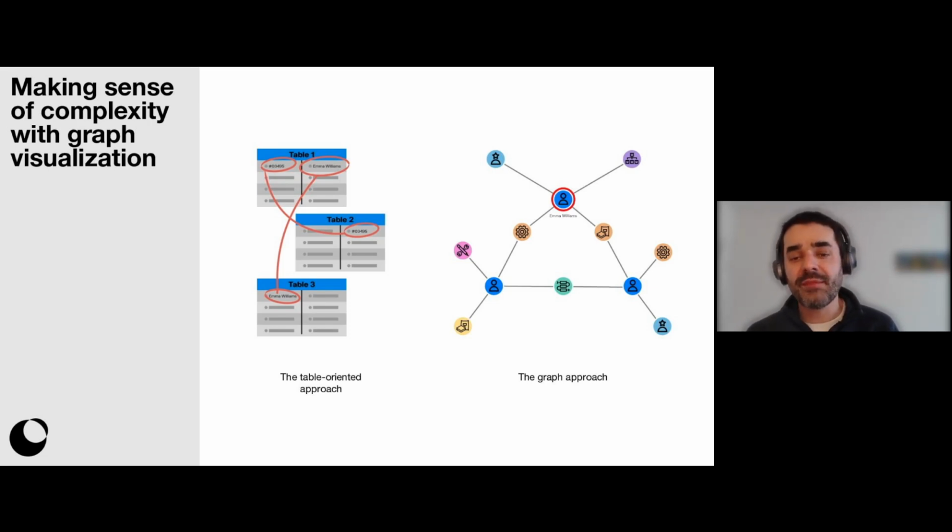Whereas when this same data is plotted as a graph on the right, very quickly, very intuitively, you can see how all the various entities are interconnected, and you can start answering questions such as, are these two persons connected somehow, and what's important in the network or not.